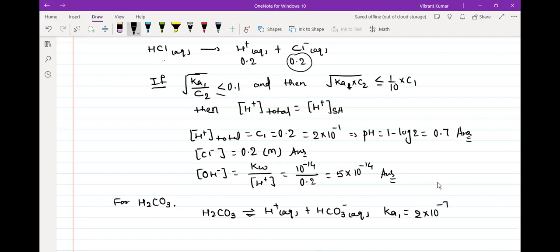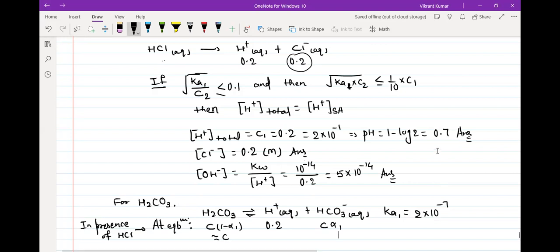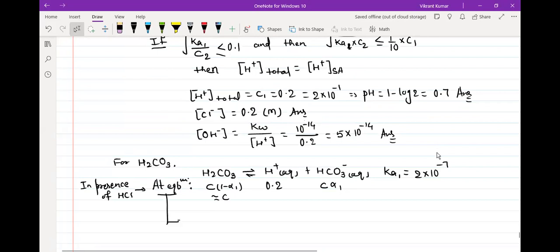So what we are saying, कि its ionization will be negligible in presence of HCl, we are saying that at equilibrium, even this step will have C into 1 minus alpha 1 जो लिखा था ना, this will become very close to C. This one is 0.2, and that's why ये जो आ रहा है, this is C alpha 1, which will be much less than 0.2. And that's why whatever we were doing for the remaining steps, we'll be doing it for the first step also. We'll write H plus into HCO3 minus upon H2CO3 will be Ka1.